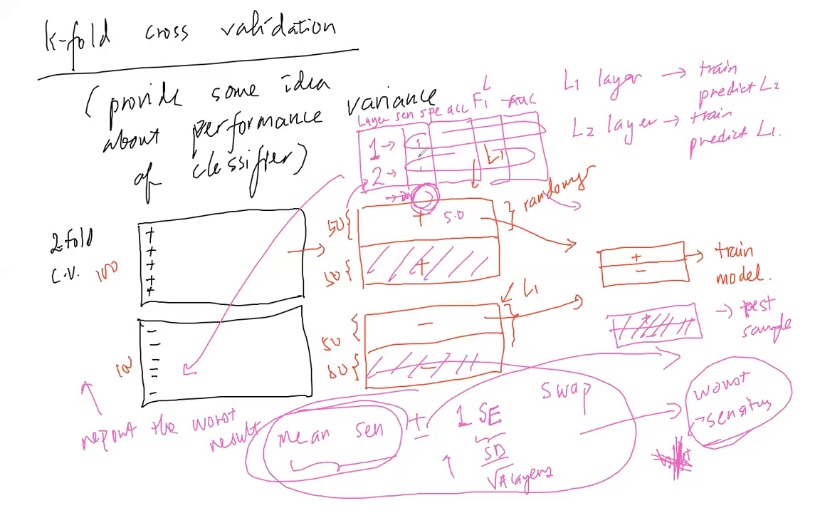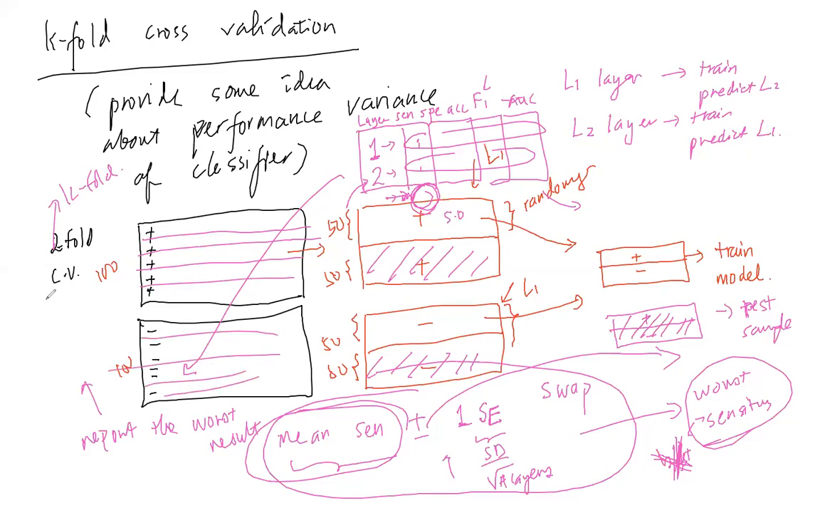Okay, so this is twofold cross validation. Instead of twofold, you can generalize to k-fold. So k-fold will be you just slice the data to 10 layers.